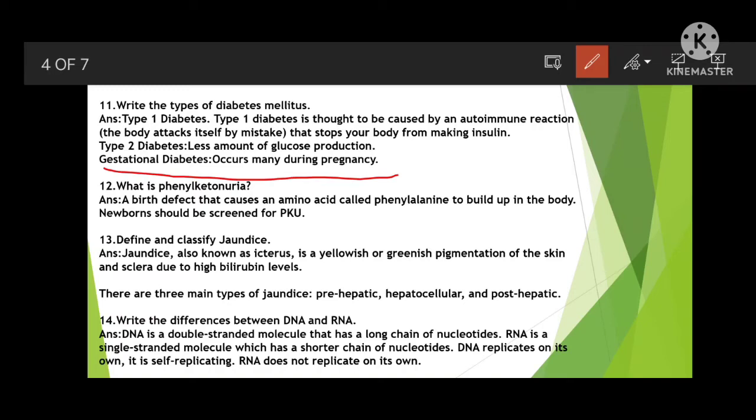Write the difference between DNA and RNA. DNA, you know, is a double stranded molecule and it has a long chain of nucleotides. RNA is a single chain molecule with a shorter chain of nucleotides. DNA replicates on its own, it is self-replicating. But on the other side, RNA is not self-replicating.